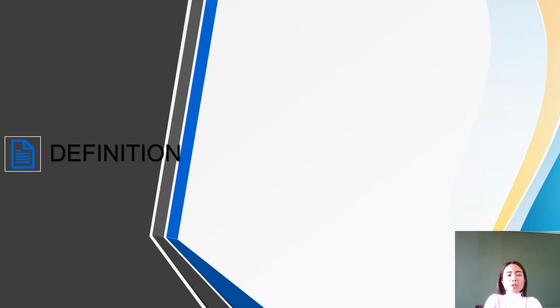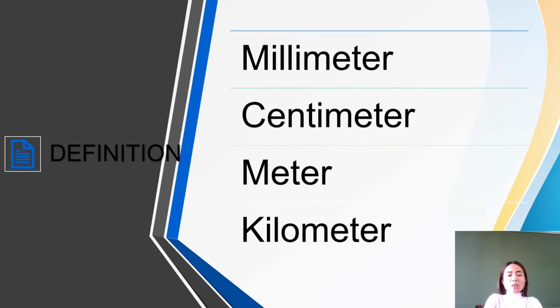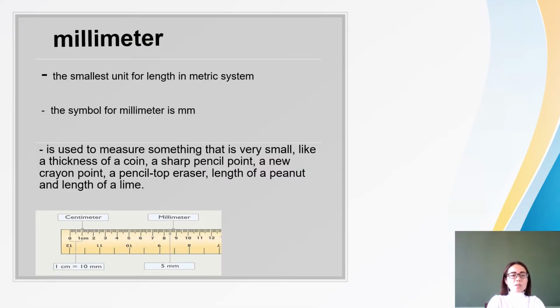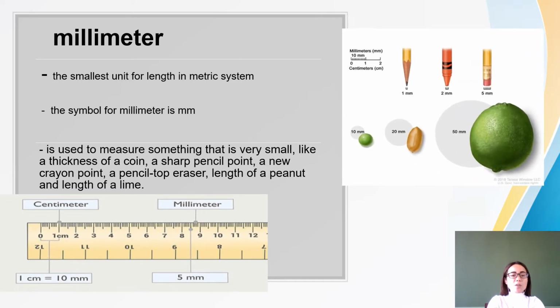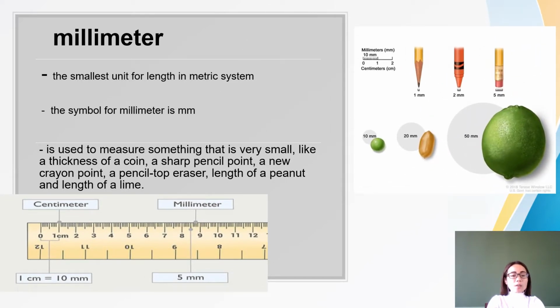For the definition, we're going to define the following words: millimeter, centimeter, meter, and kilometer. Millimeter, the smallest unit for length in the metric system. The symbol for millimeter is mm. Millimeter is used to measure something that is very small, like the thickness of a coin, a sharp pencil point, a new crayon point, a pencil top eraser, length of a peanut, and length of a line.